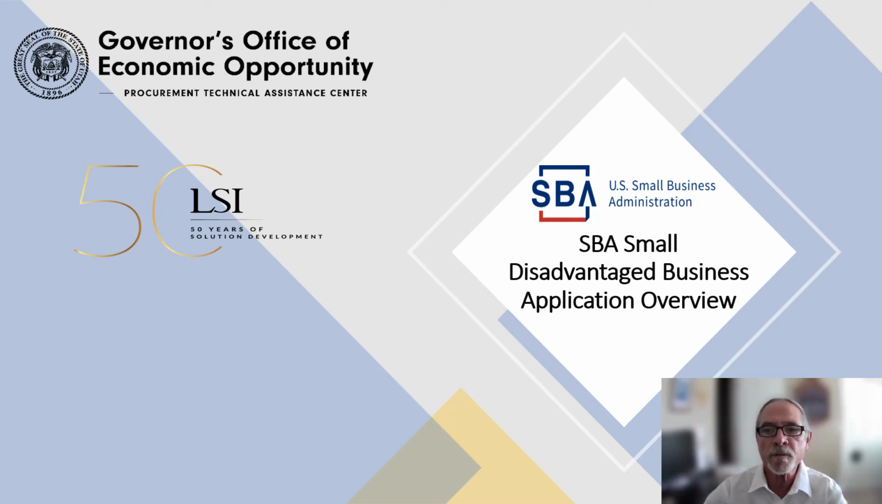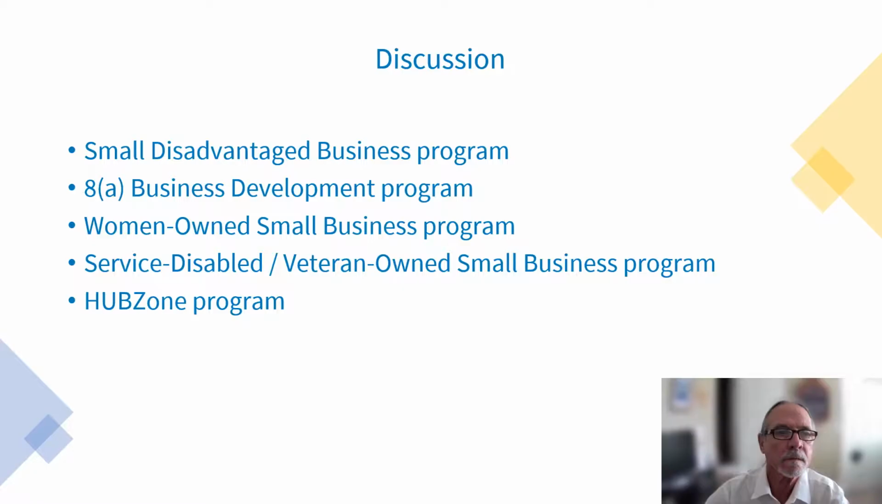Today's discussion will provide an overview of the Small Business Administration's Disadvantaged Business Eligibility and Application Process. The following 5 topics will be the focus of our discussion. I'll go over each topic and provide a brief overview on eligibility and the application process.